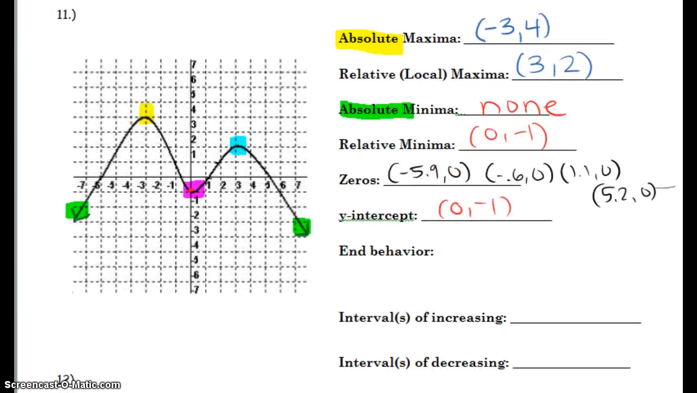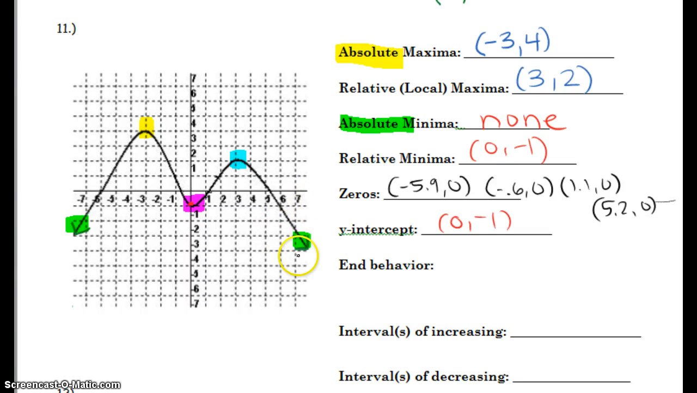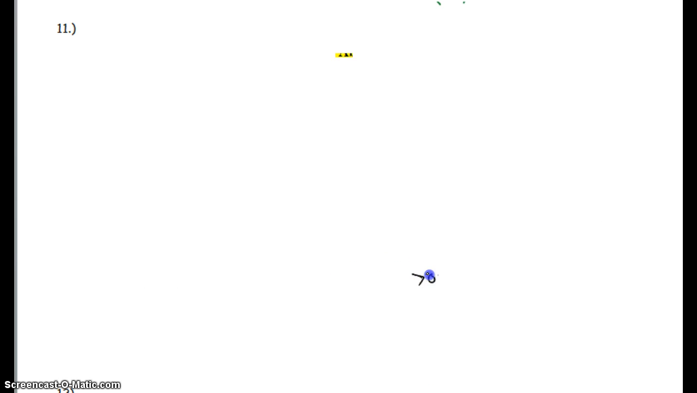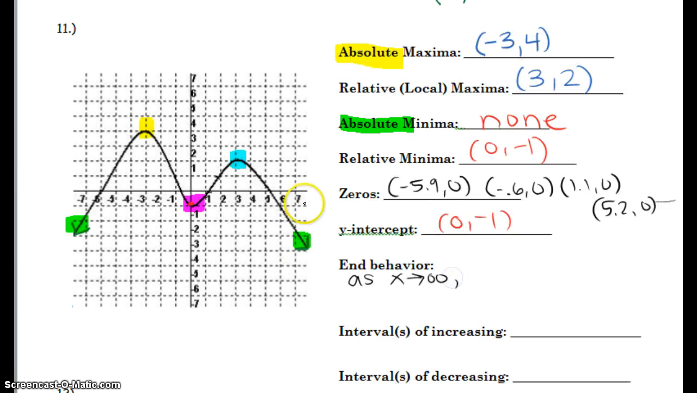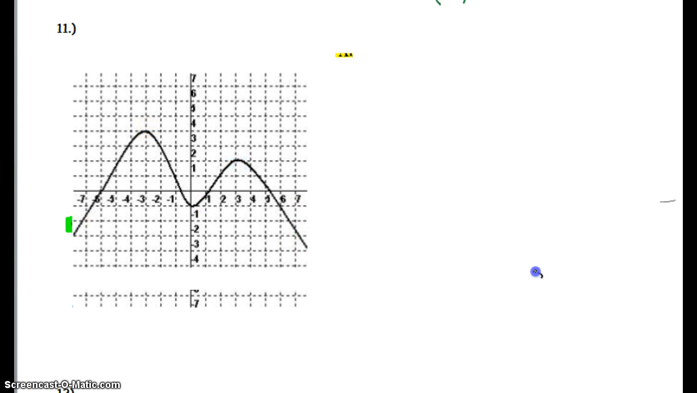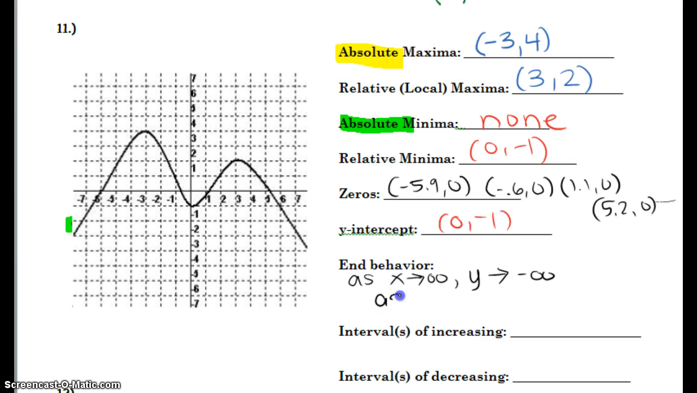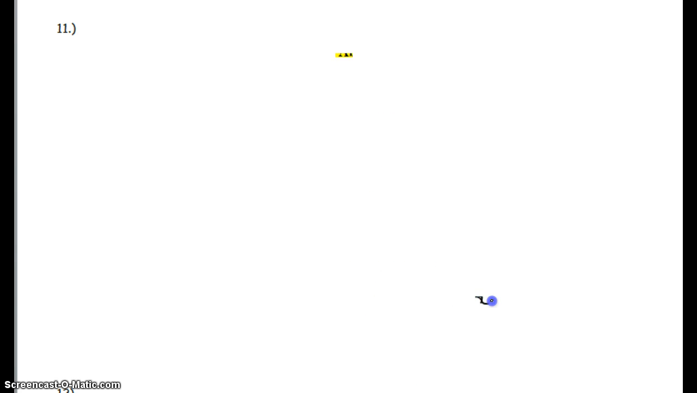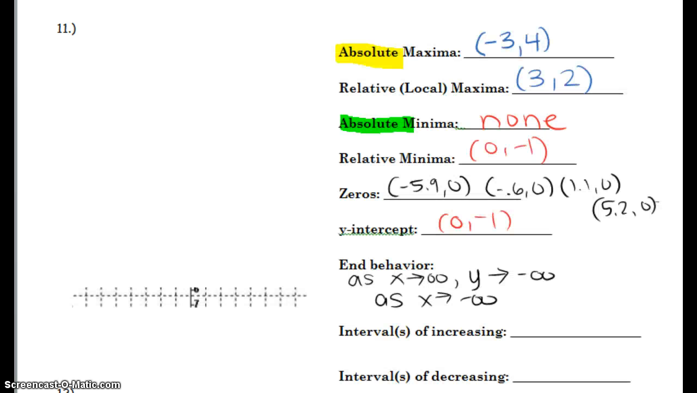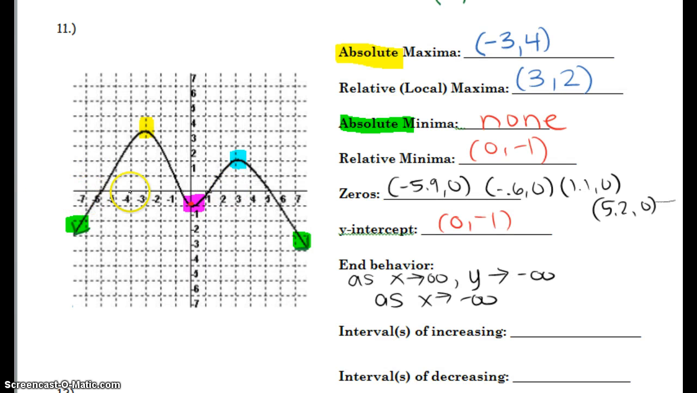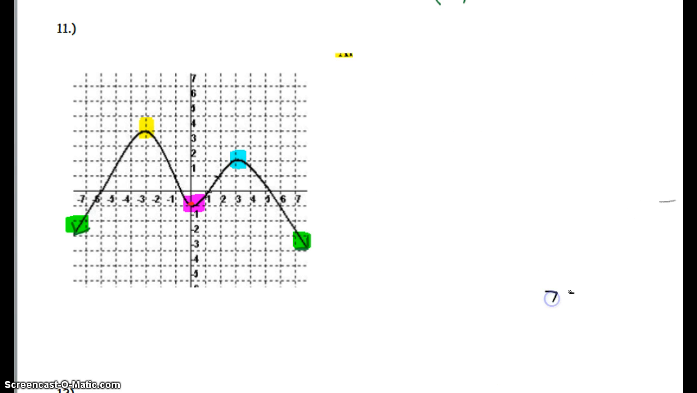Okay, my end behavior. I'm talking about what y's are doing when x's are getting big or getting small. So let's start when x approaches infinity. So we have as x approaches infinity, which means as x moves to the right, what is y doing? It's definitely going down, so y approaches negative infinity. As x approaches negative infinity, we're talking about moving to the left. What is y doing? We can see as we get smaller and smaller, the y's are also getting smaller and smaller.